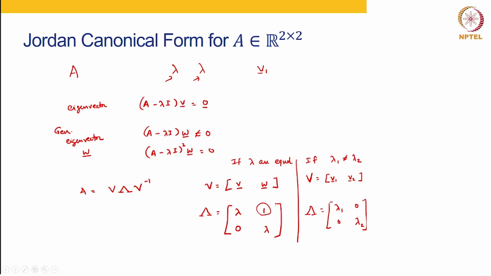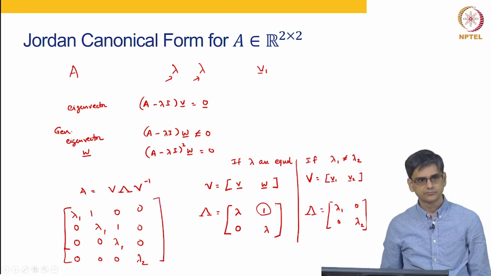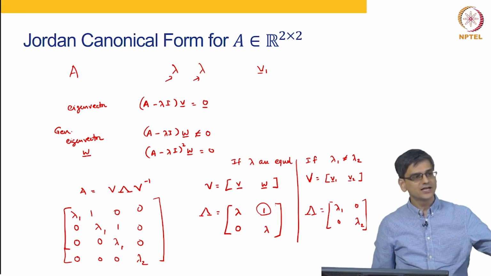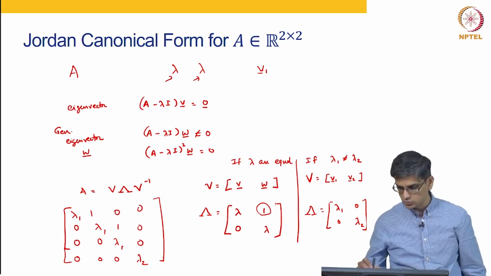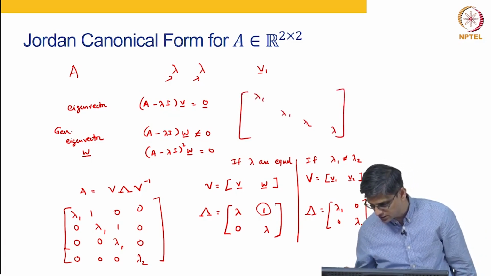If lambdas are repeated 3 times, then the Jordan canonical form is going to be lambda 1 0 0 lambda 1 0 0 lambda. If, let us say, there are 4 eigenvalues and they are lambda 1, lambda 1, lambda 1, lambda 2, then this will look like this. Let us say there are 4 eigenvalues which are lambda 1, lambda 1, lambda 2, lambda 2, this will look like lambda 1 lambda 1 lambda 2 lambda 2.